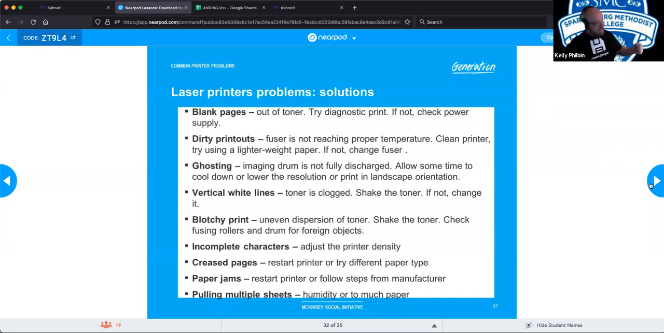Vertical white lines. The toner is clogged. So there's like little clumps of toner building up. So take it out, rock it back and forth, kind of help break things up, reinstall the toner. See if that works. If not, you change it, because also it could be a damaged cleaning blade. And that cleaning blade is inside the toner cartridge itself. So when you replace the toner cartridge, that stuff gets cleaned up.